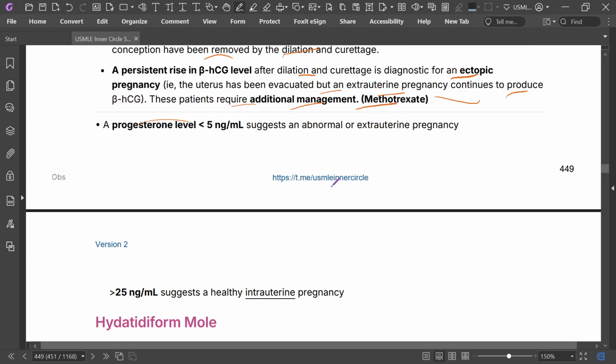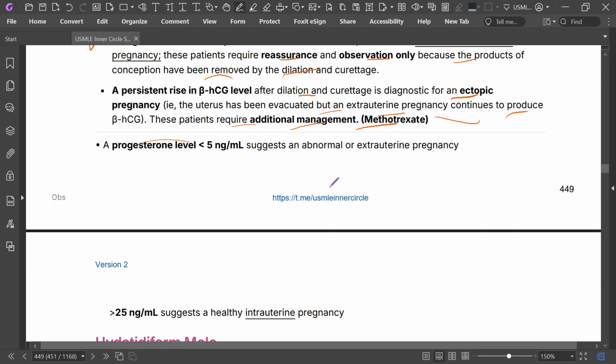A progesterone level less than 5 nanogram per ml suggests abnormal or extrauterine pregnancy. This is very high yield, you need to remember: a progesterone level less than 5 suggests ectopic, and more than 25 nanogram suggests a healthy intrauterine pregnancy.